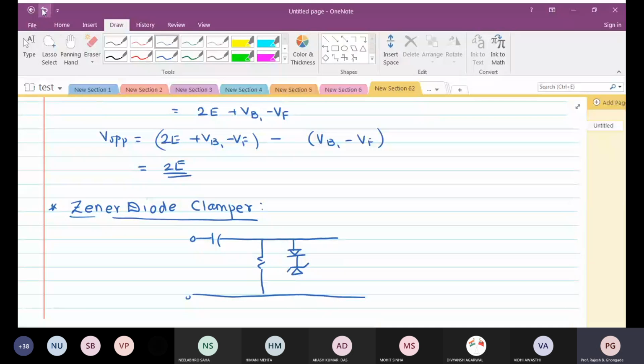As per our convention, we will use a different color so that the new component is highlighted. So this is going to be VF, and this is going to be VZ. This is going to be the output.